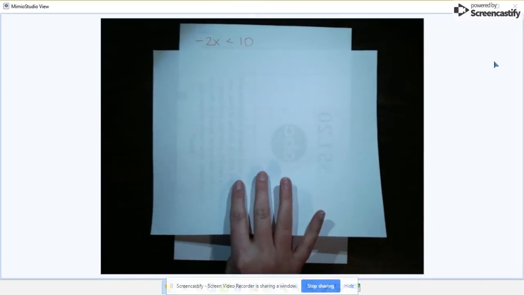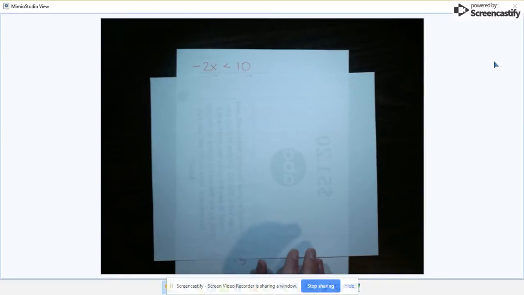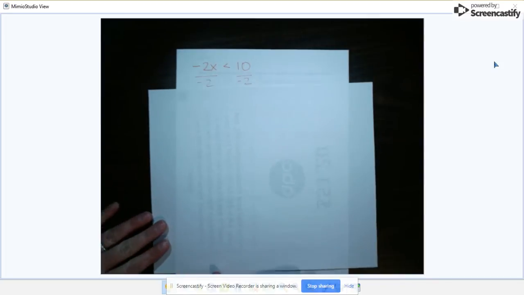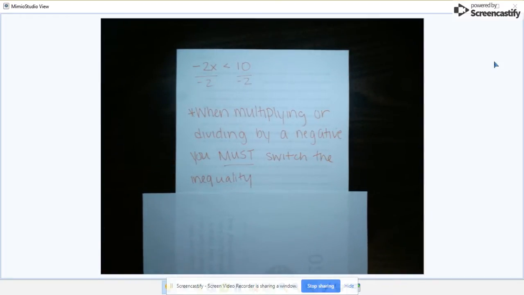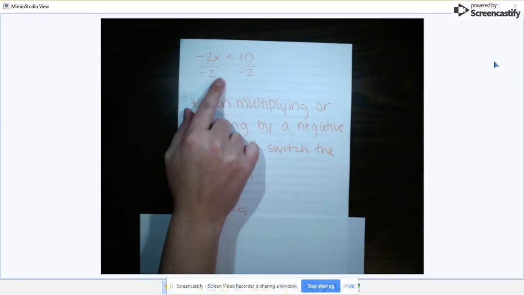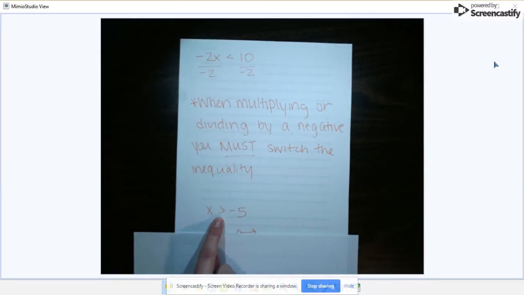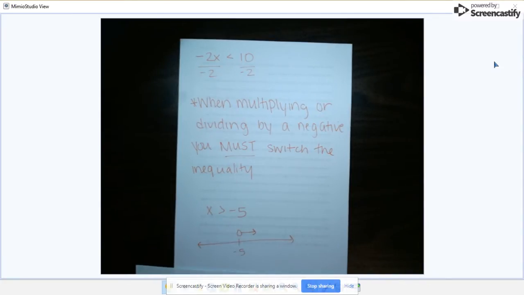Here comes one type of problem or inequality that we have to make special note of. So we have negative 2x less than 10. We would solve this by dividing by a negative 2. But in order to get your correct answer, whenever you multiply or divide by a negative, you must switch your inequality sign. So we're going to divide by a negative 2. This sign is going to change from a less than to a greater than. Okay, so now x must be greater than negative 5, and there's our graph.